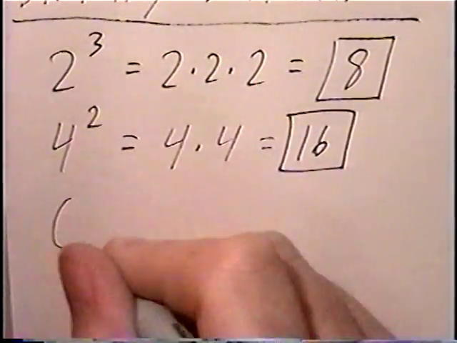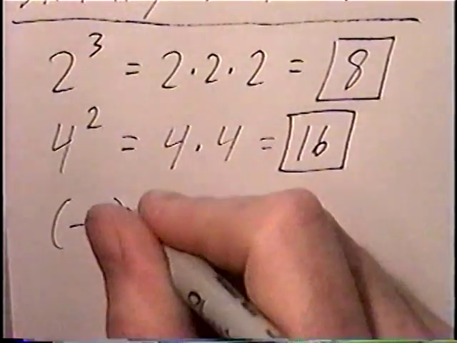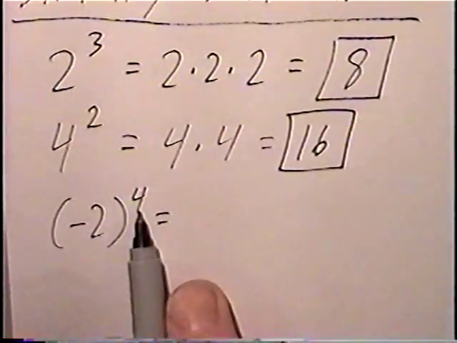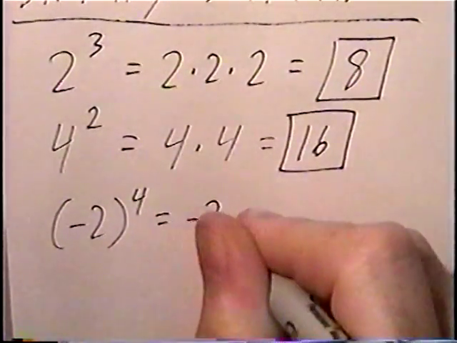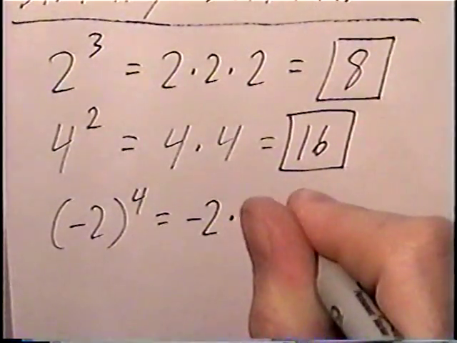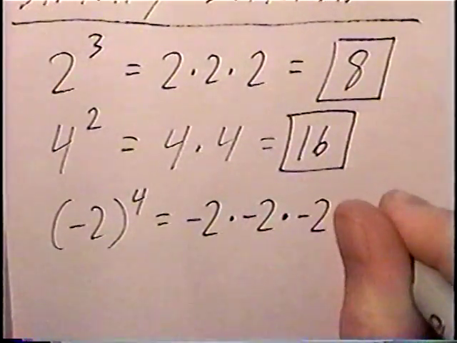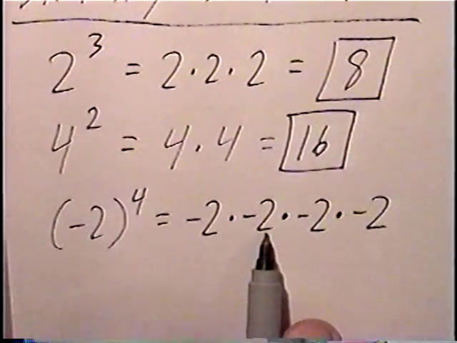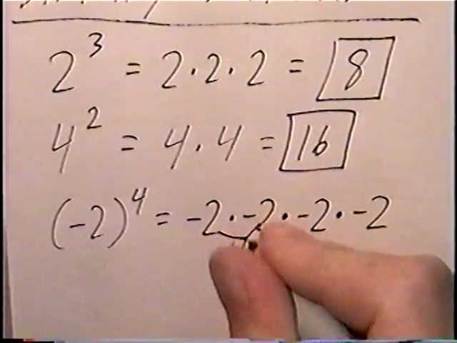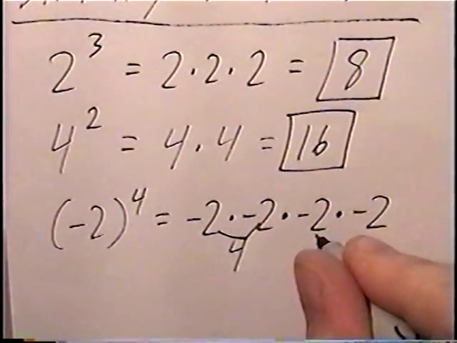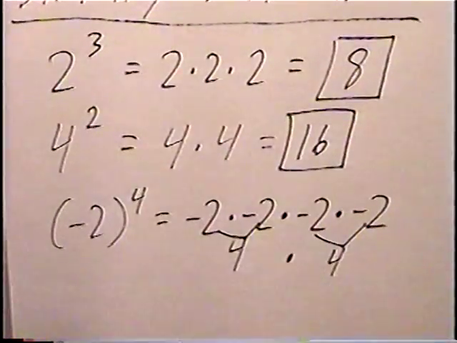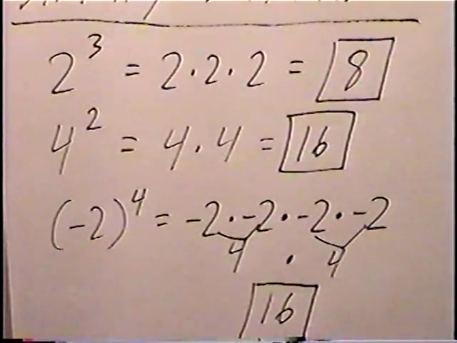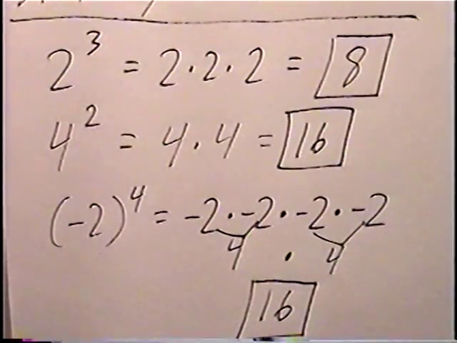Next question, in parentheses, -2 to the fourth power. We'll have -2 times itself 4 times. So -2 times -2 times -2 times -2. Multiplying this out, -2 times -2 would be +4, and -2 times -2 would also be +4. Multiplying 4 times 4, we'll have the answer of +16. So -2 to the fourth power would be 16.